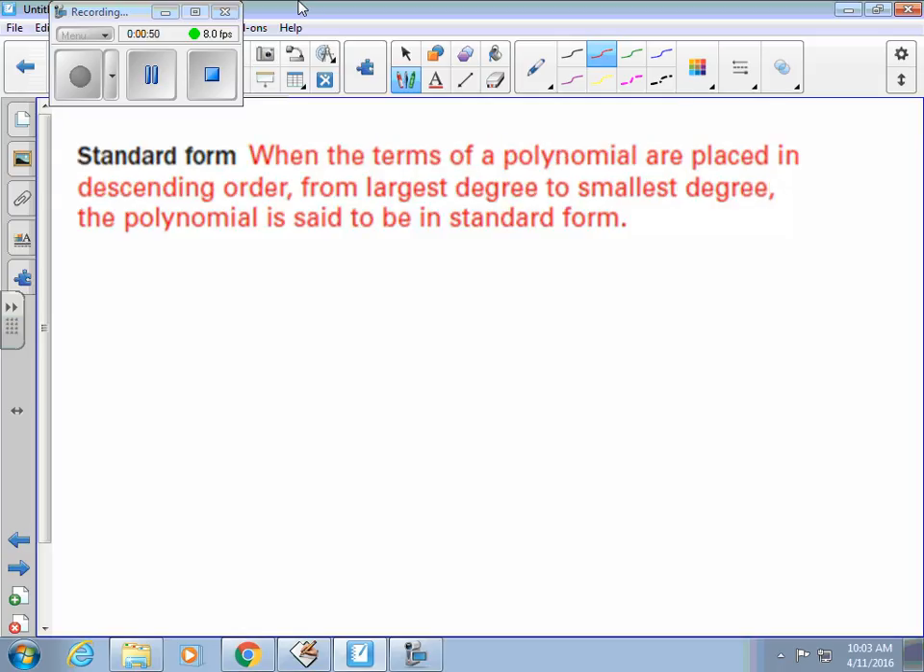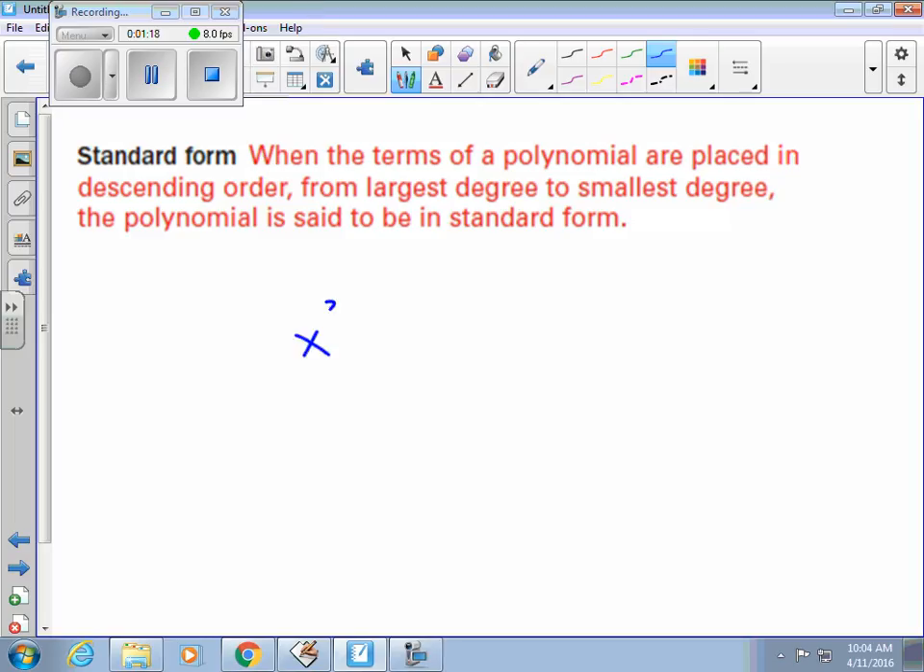Standard form. Standard form is not the same definition as an equation in standard form. Remember, an equation in standard form we said was ax plus by equals c. That's a different standard form. When you're talking about the standard form of a polynomial, all it says is that your exponents start with the largest exponent and count down.